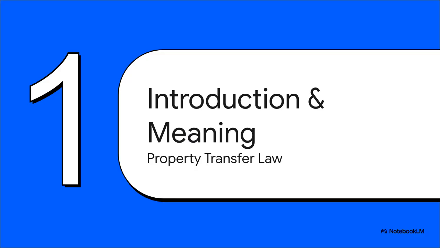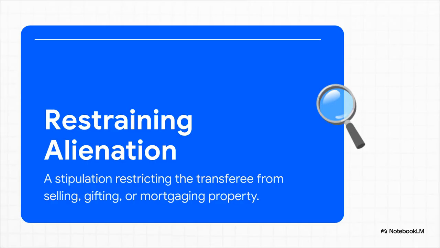Moving on. Section 1. Introduction and meaning. On your screen it says, meaning, a condition restraining alienation is a stipulation in a transfer which restricts the transferee from transferring, selling, gifting, mortgaging, etc., the property. Okay, let's dive into this. The foundational premise of our entire legal system is that the law inherently favors the free transferability of property, right? Property has to circulate within the economy. It is not meant to be tied up indefinitely by the dead hand of past generations.